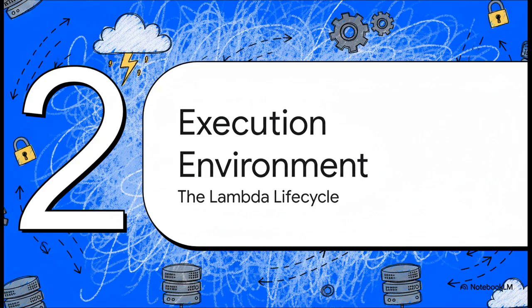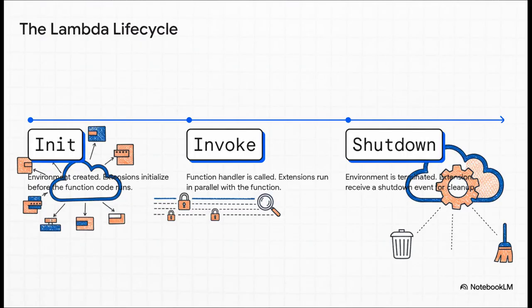Okay, so we know what they do. Now let's go a level deeper. Let's peel back the curtain and see how they actually work inside that Lambda execution environment. This timeline pretty much shows you the whole dance. The Lambda lifecycle has three main phases. First up is init. This is where the whole environment gets created. And here's the key. Your extensions are downloaded and initialized before your own function code even gets a chance to run. Then you have the invoke phase. Your function handler gets called, and your extensions are running right there in parallel with it. And finally, you've got shutdown, where the environment is about to be torn down, and your extensions get a nice little heads up so they can do any last-minute cleanup.